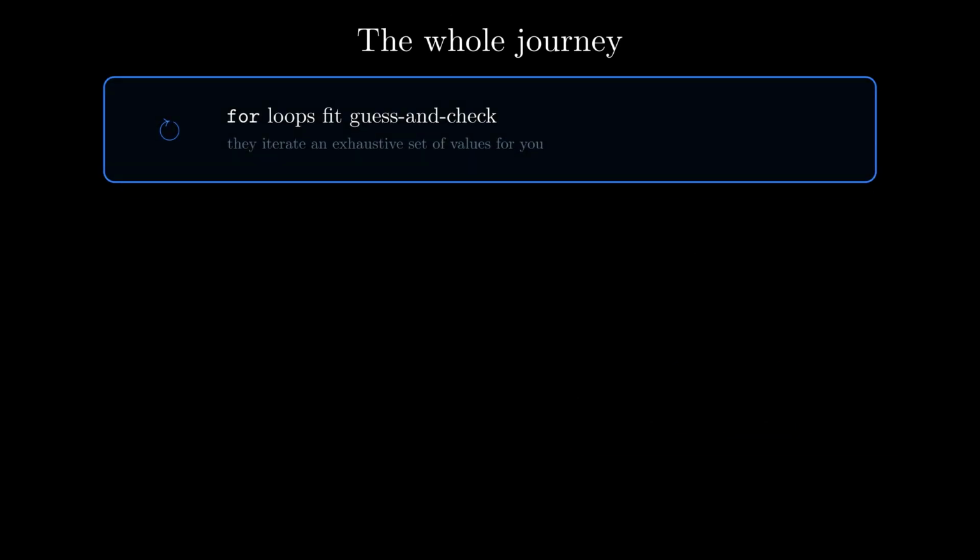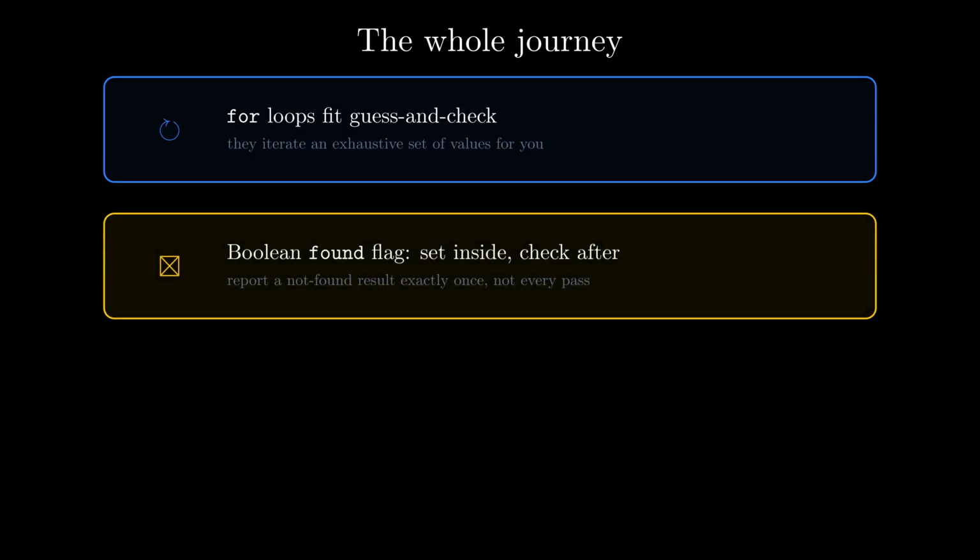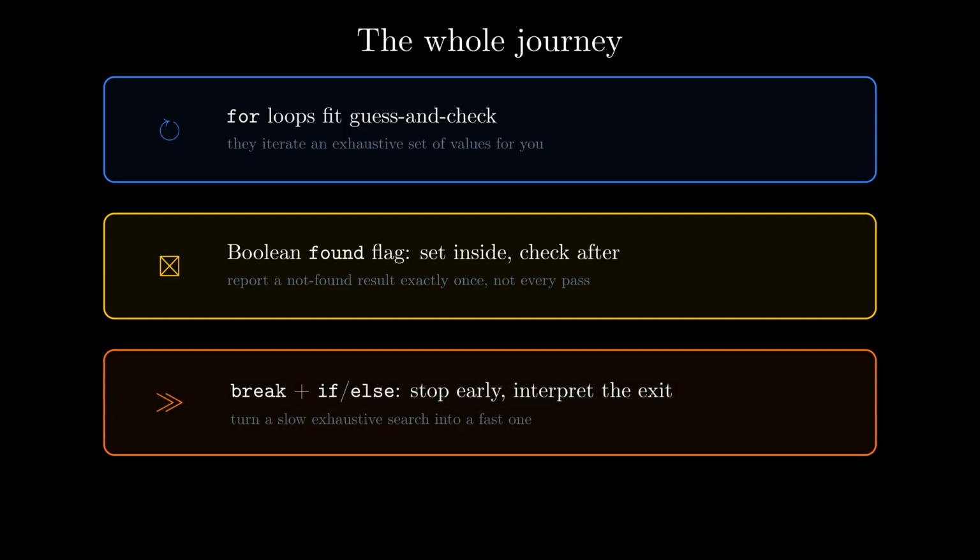That's the whole journey. For loops fit guess and check naturally, because they iterate an exhaustive set of values for you. A Boolean flag set inside the loop and checked after it lets you report a not found result exactly once instead of on every pass, and break, paired with an if-else that interprets why the loop exited, turns a slow, exhaustive search into a fast one. Same starter code each time, with small bits of power added.